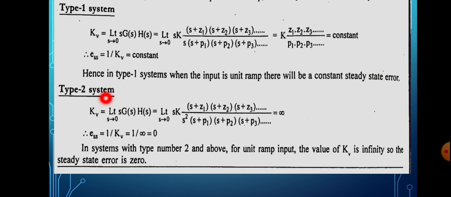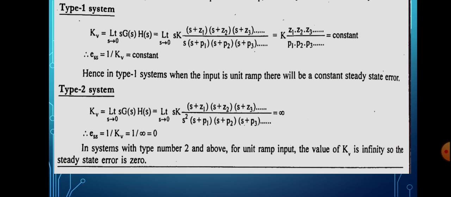Hence for type 1 systems, when the input is a unit ramp, there will be a constant steady state error. Similarly, we can find the steady state error in the case of a type 2 system, and we will make the substitution like this. And here the difference is that since it is a type 2 system, the power of s will be 2. So we can substitute s tends to 0, and we will get the value of kV as infinity, and so the steady state error will be 1 by kV, that is equal to 0. So in systems with type number 2 and above, for a unit ramp input, the value of kV is infinity, so the steady state error is equal to 0.